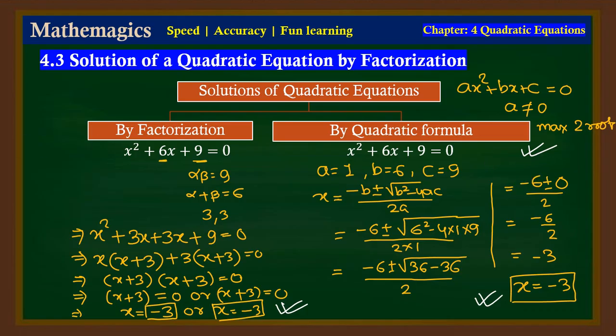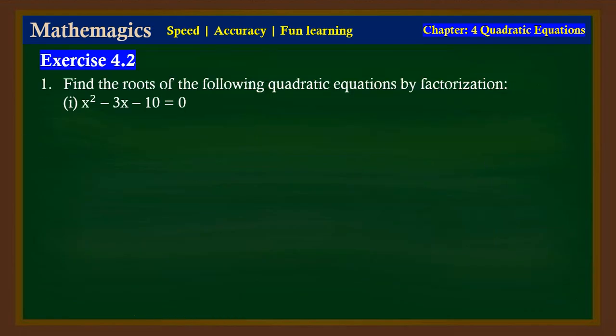So dear friends, now our target is to solve exercise 4.2. Whatever examples are given in the NCERT, you must do them because the answers are already there. So with the help of the exercise questions, we are going to solve this. The question is saying, find the roots of the following quadratic equation by factorization. So obviously we have to break the middle term.